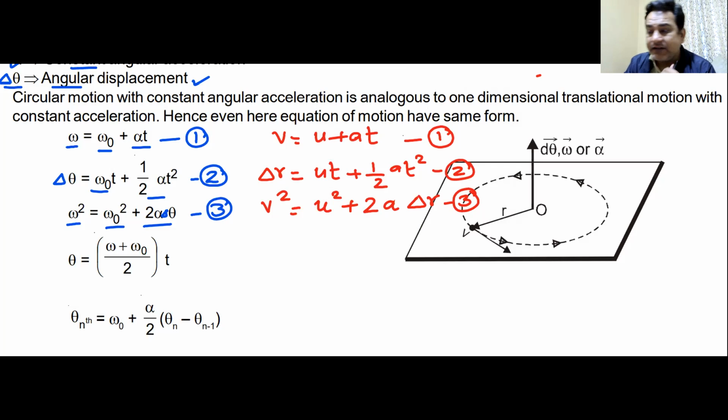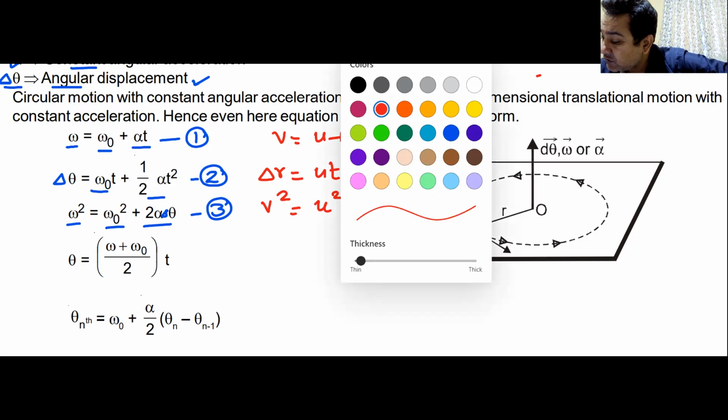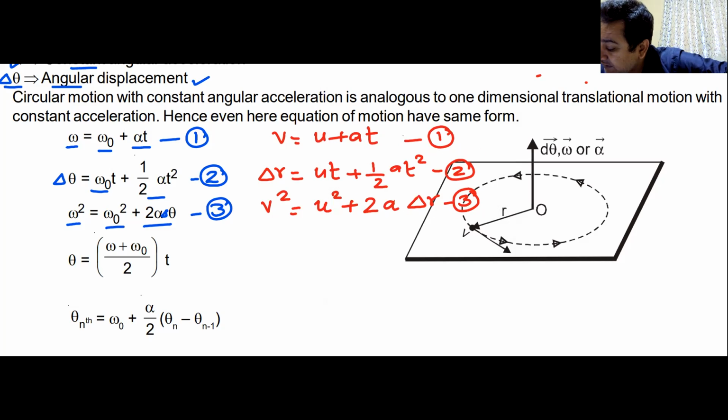Now, if you agree on these equations, I will move on to the fourth equation. If I talk about the fourth equation in the red zone, that is the motion in one dimension equation, we have seen an equation where I've written V average is equal to (V plus U) divided by 2. Do you remember that equation?